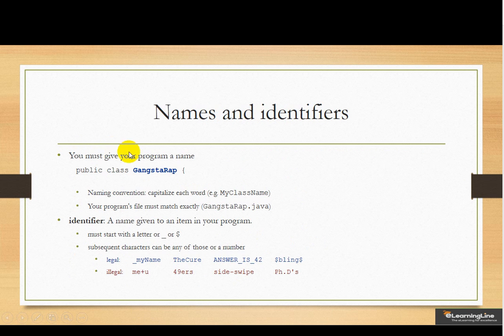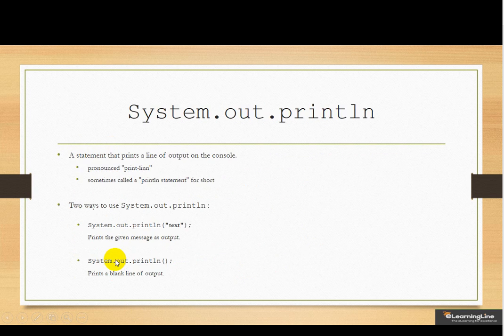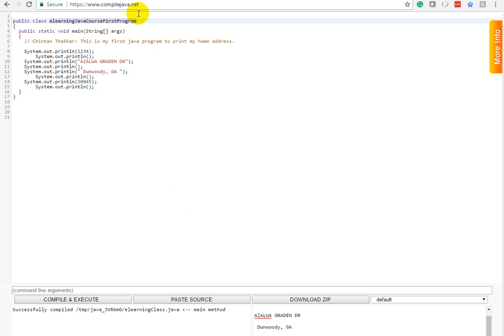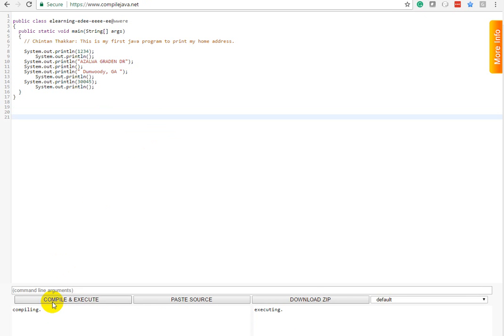Okay. Now let's go about this one. Identifier, right? If you have to use variable names, this is a class name or a variable name, you can use this, you can use this, you can use this, but you cannot use this 49 years side dash swipe PhDs. So let's try to do something crazy now with this program. e-learning dash this dash this dash this, this is a junk class name that I'm giving to my program. Let's compile and execute.